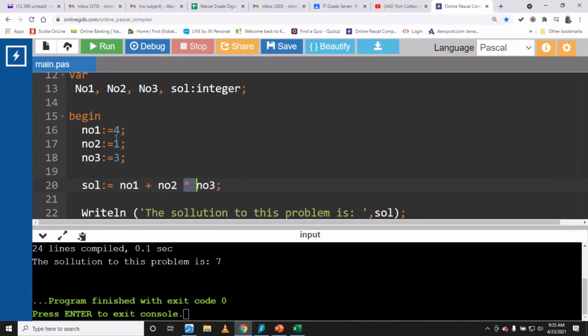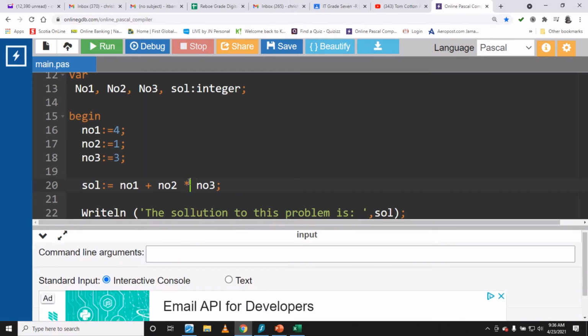And then you add 4 to that, it becomes 7. That is how that works. So this is just a simple demonstration about order of operations. But let's go a bit further.